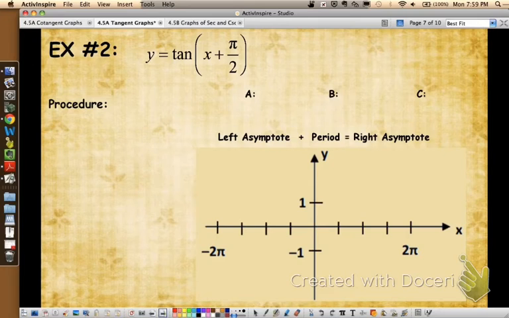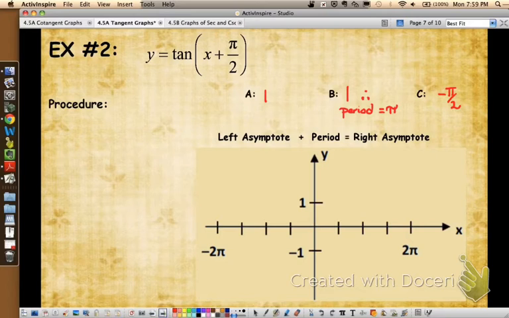All right, let's take a look at this one. The value of A is 1, so in other words, there's not going to be a reflection. And the value of B is also 1, and so the period is pi over 1, or pi. So it's going to emulate the parent graph quite a bit. The value of C, now there is a horizontal shift here to the left of pi over 2.